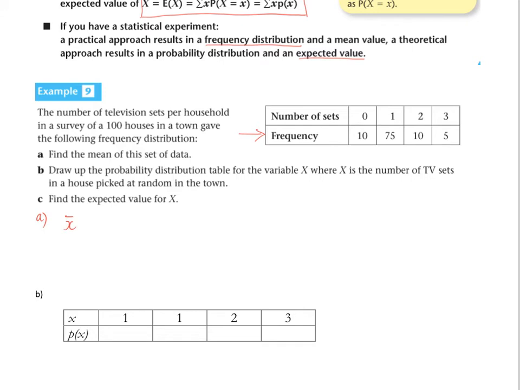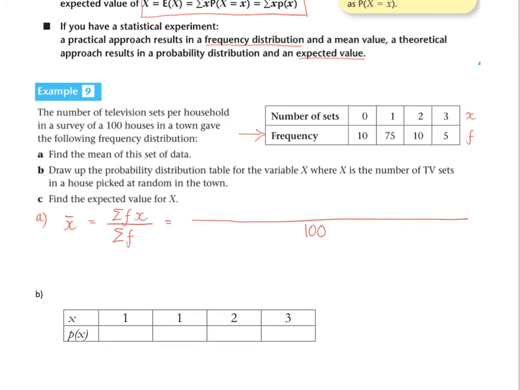is X bar, and it's equal to frequency times the data. So that's going to be the X's. So that's your X there, and that's your F there. And it's all over the sum of the frequencies. So we know that we've been given 100 altogether. We've been told that in the question.